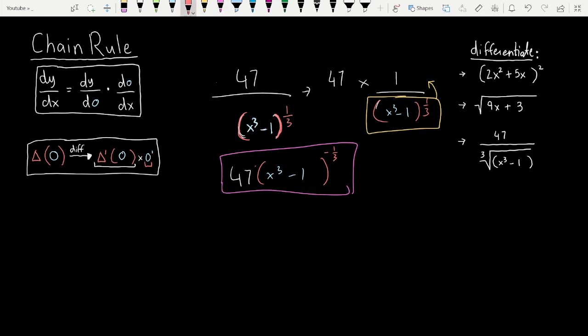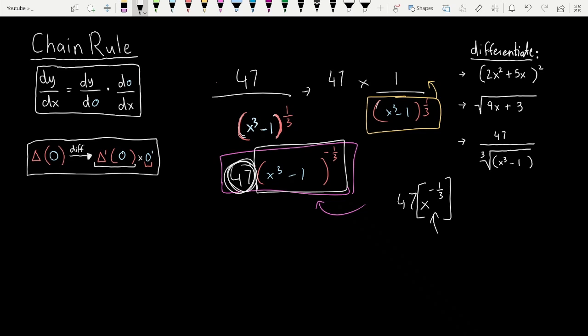I have an outer function and I have an inner function. So I'm just going to ignore this 47 right now, because that 47 is a constant. I'm going to look at this thing over here. This is the same as, let's say, if you had 47 multiplied with x raised to the power negative 1 by 3. How would you differentiate it? But first, ignore this 47 and solve out this x. That's what we're trying to do over here. We got this function, and we're trying to ignore this 47 and just look at our function.